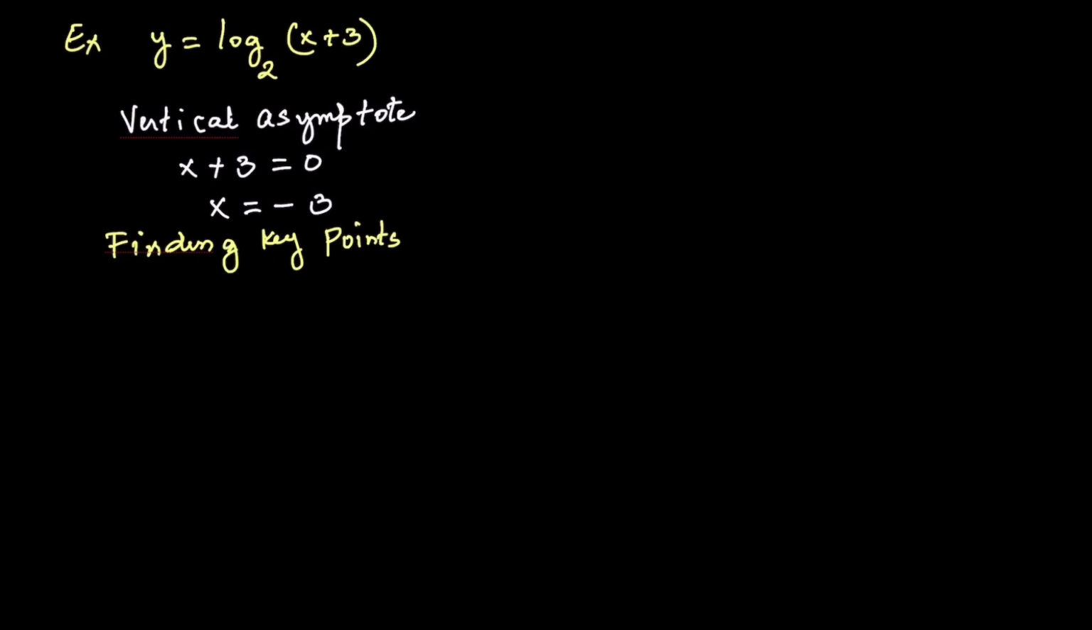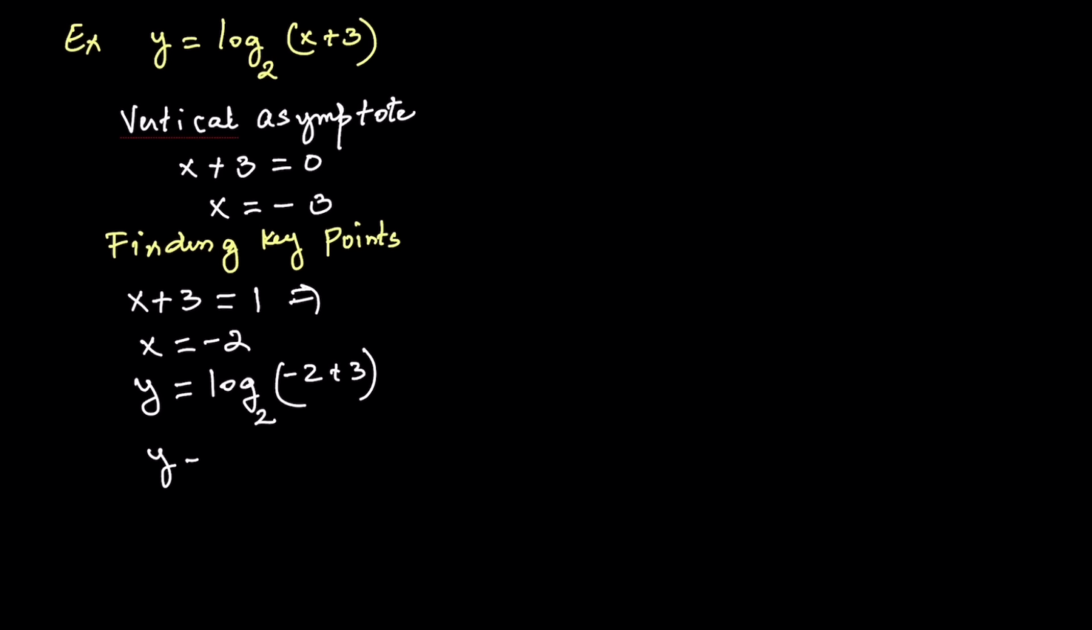Finding key points. First key point. When the argument equals 1, we set the argument equal to 1, x plus 3 equals 1. Therefore, x equals negative 2. Now we substitute x equals negative 2 into the function. Y equals log base 2 of (negative 2 plus 3). Y equals log base 2 of 1. Y equals 0. Our first key point is negative 2, 0.